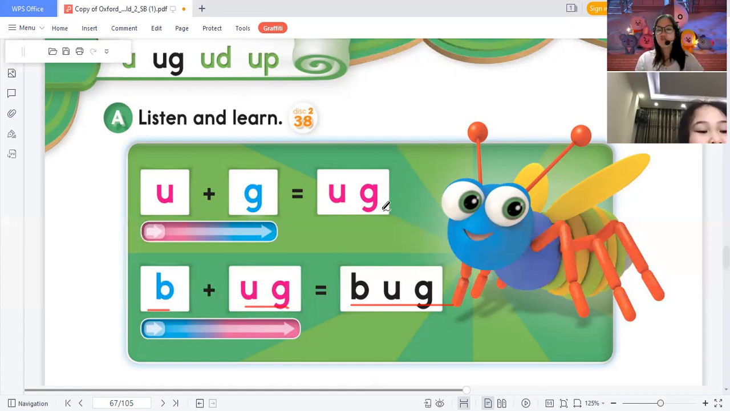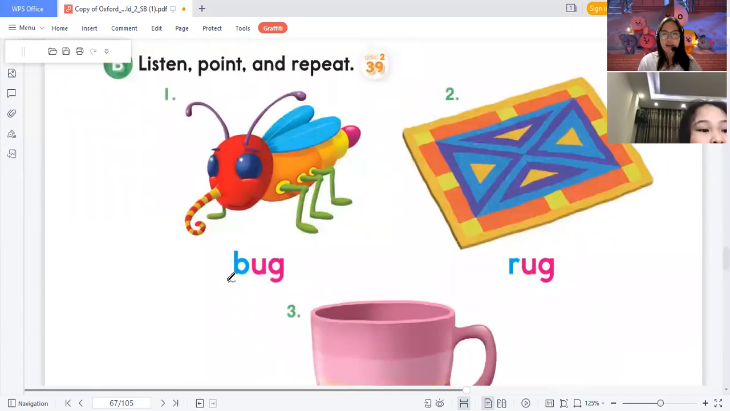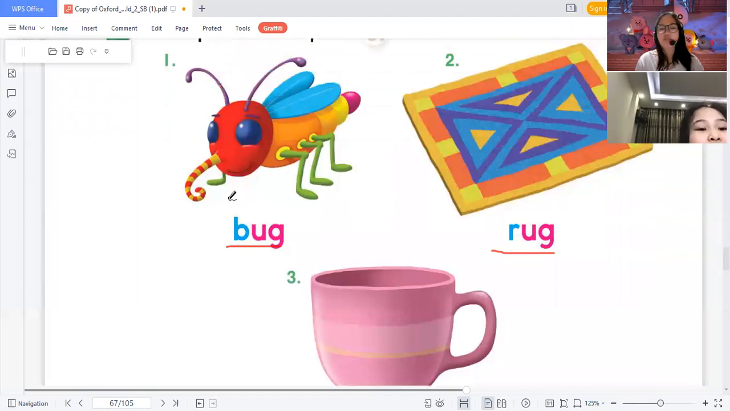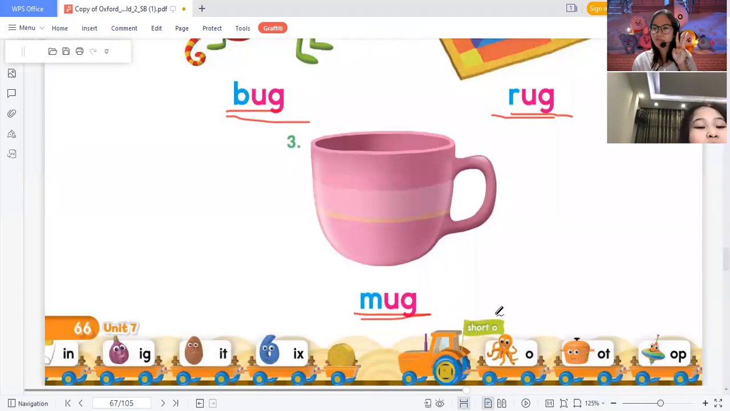Okay, next, let's learn more words. Okay, number one, bug. Number two, rug. Three is mug. Okay. Mug. Correct. Okay, can you do it again? Number one. What's this, please? One is bug. Two, rug. Okay, good. Three, mug.